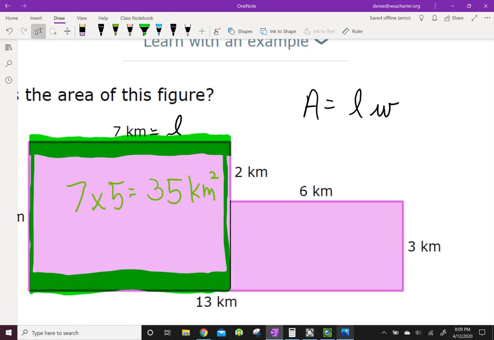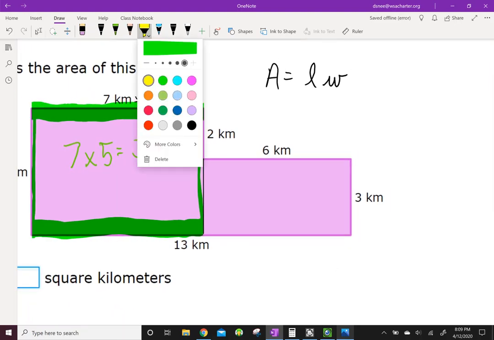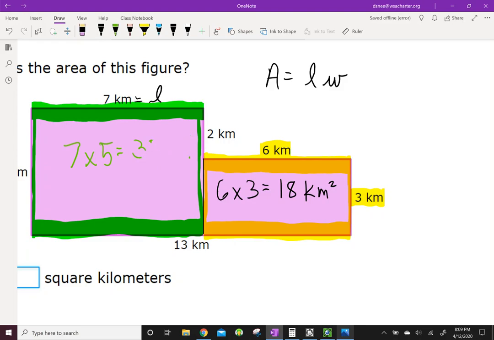And then this other rectangle over here, we've got a side length of 6, and a side width of 3, right? So yellow is 6 by 3. And I'm just going to write in here in black, 6 by 3 equals 18 kilometers squared. I'm going to do this one in black as well. It's kind of hard to see that green, I think. So this is 7 by 5 equals 35 meters squared.